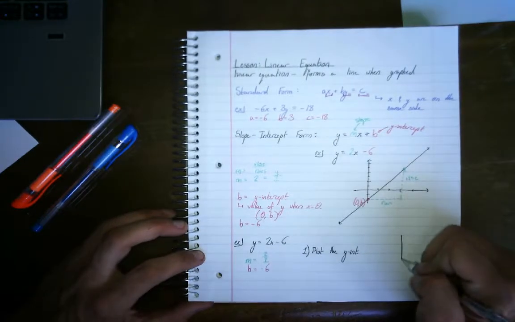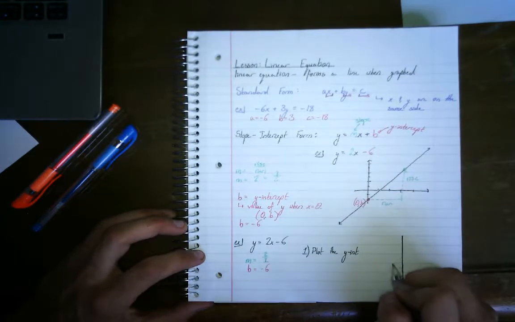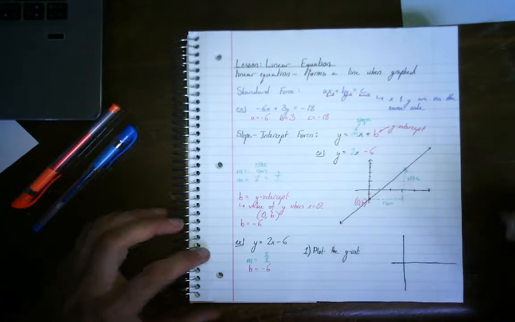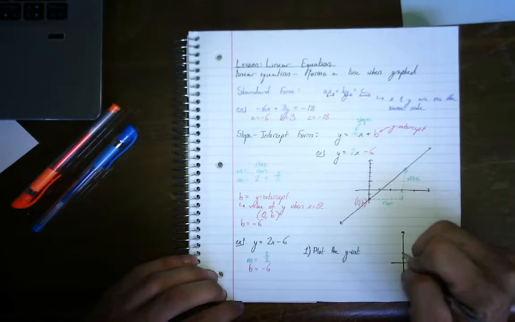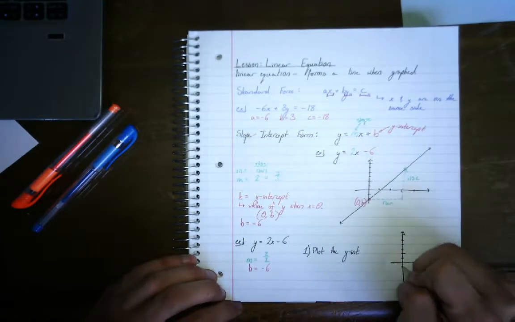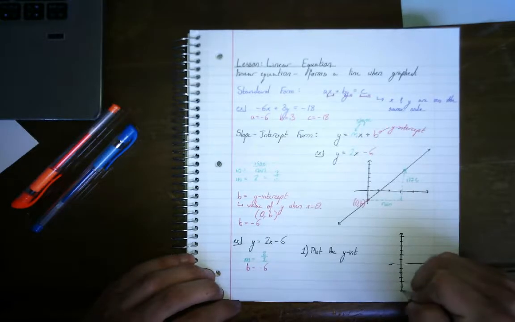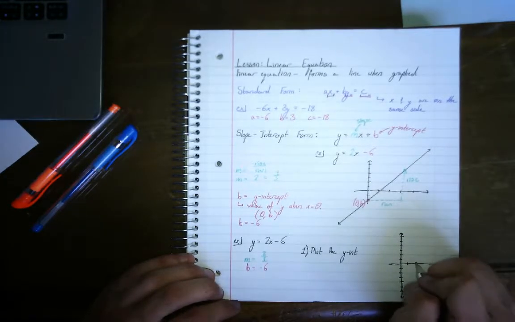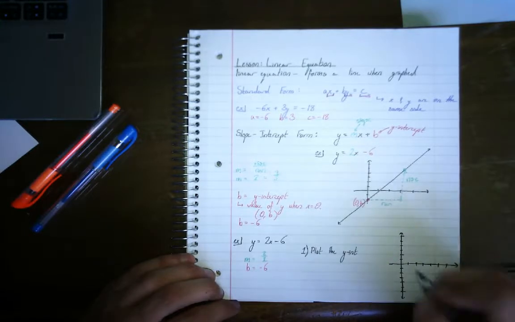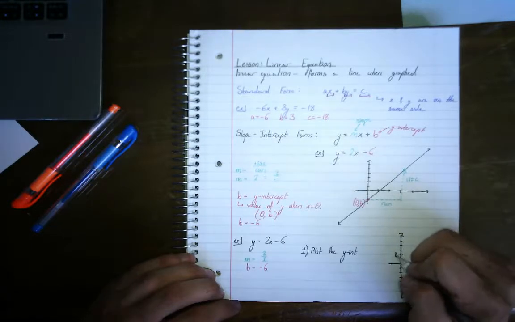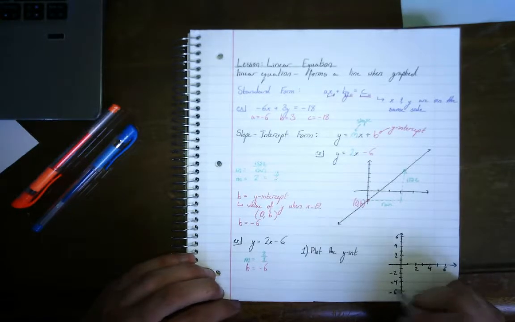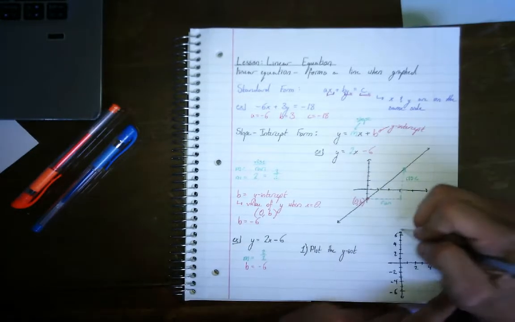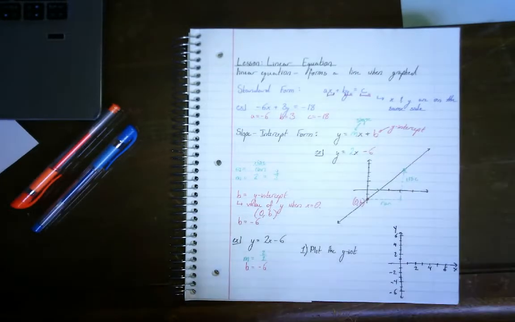So I'm taking my graph. Let's see if I can do this nice and neat for you guys. 1, 2, 3, 4, 5, 6. 1, 2, 3, 4, 5, 6 downwards, and then 1, 2, 3, 5, 6. So we have to put our intervals nice and neat to make sure we know what our hash marks represent, maybe even label our axes as x and y.